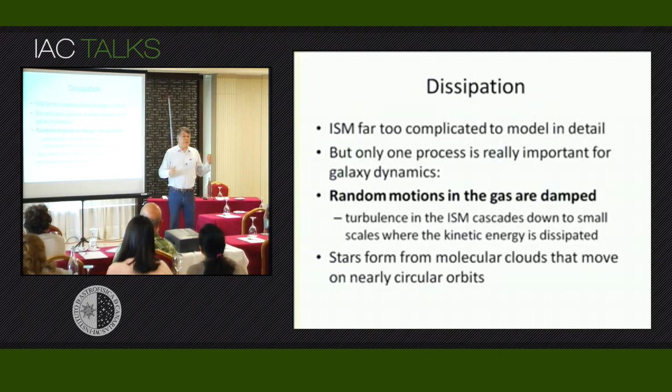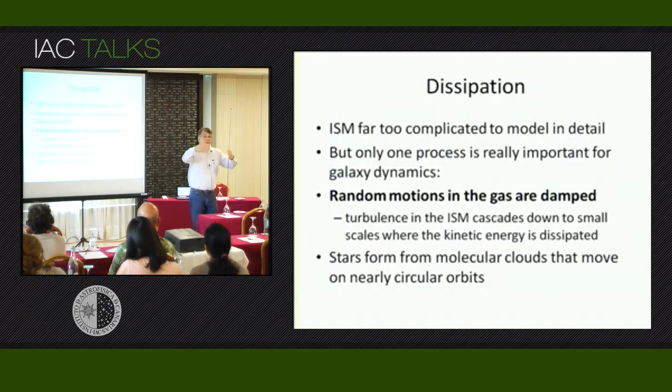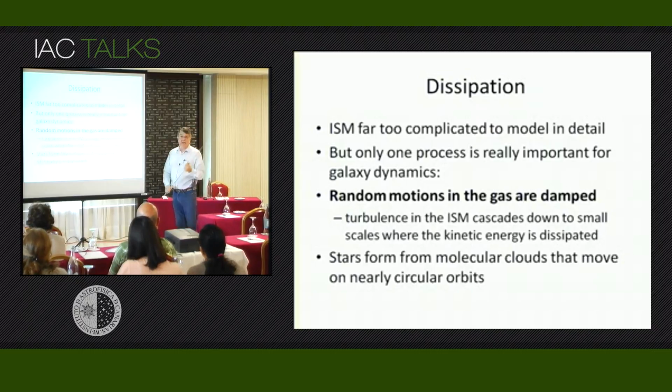Now, how you do that is a vexed question, and I'm not going to spend a long time describing all the different methods because that would take me far too long. But the point I want to get across is that the interstellar medium is far too complicated to model in detail. But if you're interested in doing galaxy dynamics, really only one physical process is important. The only one that matters is that the gas damps random motion. If you stir the gas at all, then you set up a turbulence in the interstellar medium, and that turbulence cascades, as Kolmogorov taught us years ago, down to smaller scales as time goes by.